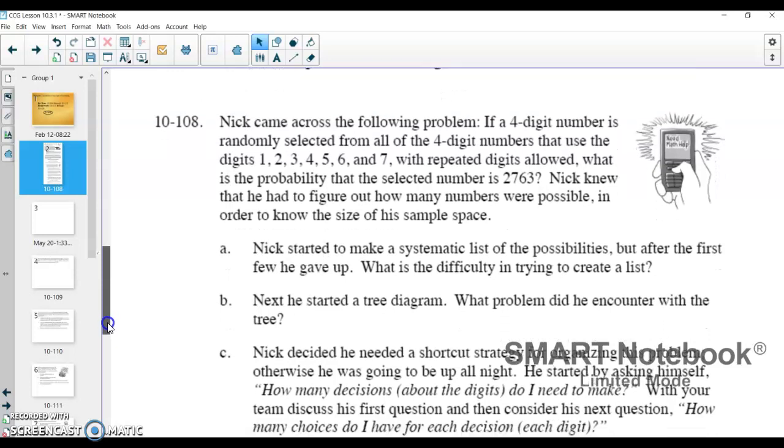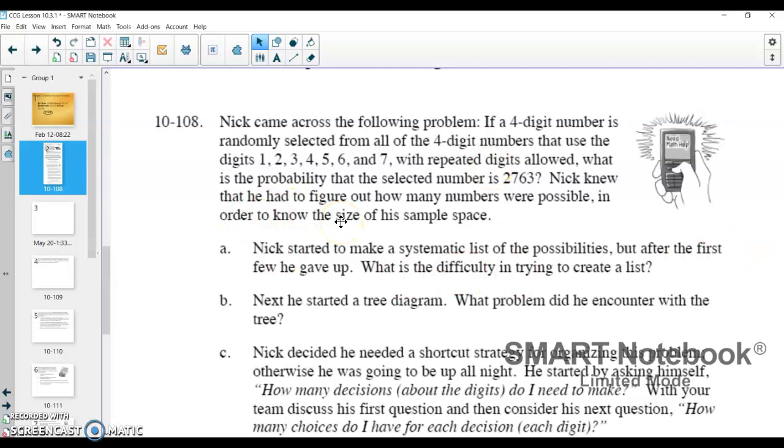All right. And so we're going to start here by looking at Nick's problem. It says Nick came across the following problem. If a 4-digit number is randomly selected from all 4-digit numbers that use the digits 1, 2, 3, 4, 5, 6, 7. So they're saying it's a 4-digit number made up of these 7 digits, and these digits are allowed to repeat. Our question is, what's the probability that they actually select the number 2,763? Nick knew that he had to figure out how many numbers were possible in order to figure out the size of this sample space.